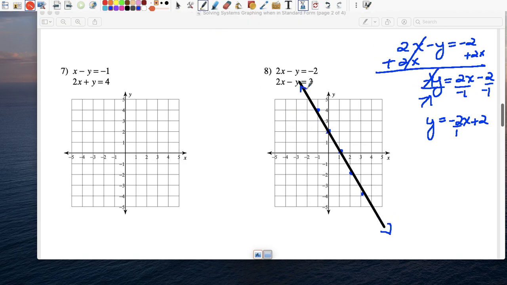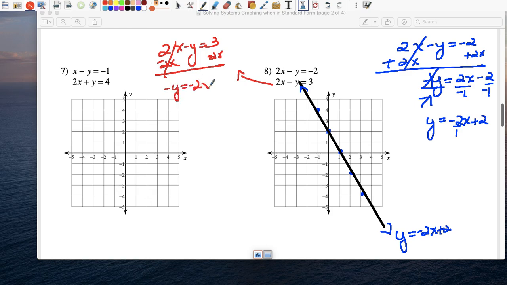Arrow, arrow, and let's give this guy a name. Y equals negative 2x plus 2. Change colors. Let's do the second equation, this guy right here. It's 2x minus y equals 3. Minus 2x, minus 2x, those go away. Negative y equals negative 2x minus 3.